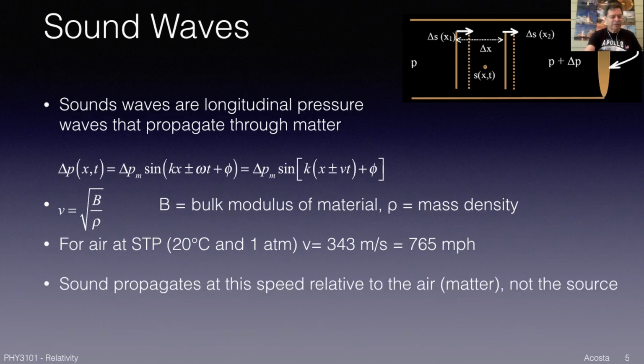Now, this sound propagates at this speed relative to the air, to the matter, not the source. What do I mean by that? The sound is a phenomenon propagating through the ambient air, or whatever the matter is, could be water. It's not the speed relative to the source, the emitter of the sound. So I've got some speaker, and that's emitting the sound. It's not moving at 343 meters per second relative to that speaker. Once it's emitted, it's propagating in the air or in the water.